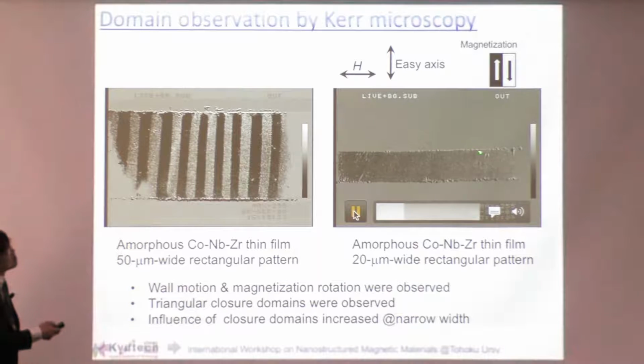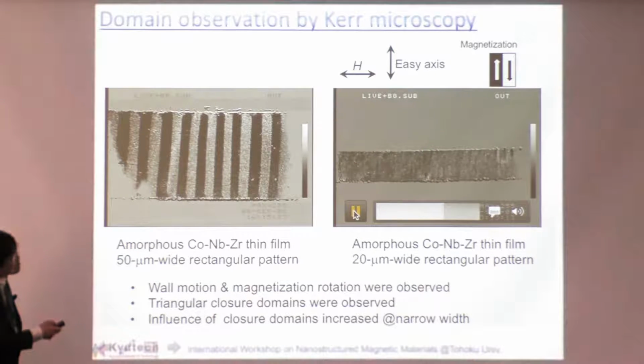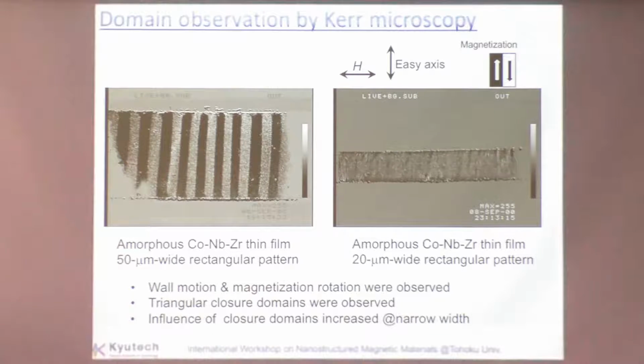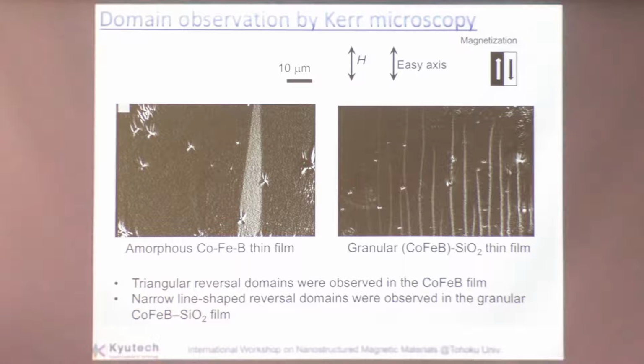This is the triangular closure magnetic domain. The influence of the closure domain is different between the two cases. The influence of the closure domain increases at narrow width patterns. And the second example is also a thin film sample. This is an amorphous thin film, and this is a granular thin film.